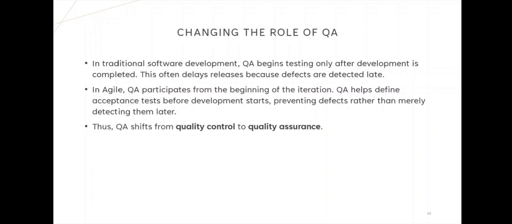Changing the role of a QA. In traditional development, QA starts testing only after developers finish coding. In Agile, QA is involved from the very beginning. QA helps define the acceptance tests before coding starts, which prevents many defects instead of simply finding them later. This changes QA from quality control to quality assurance.